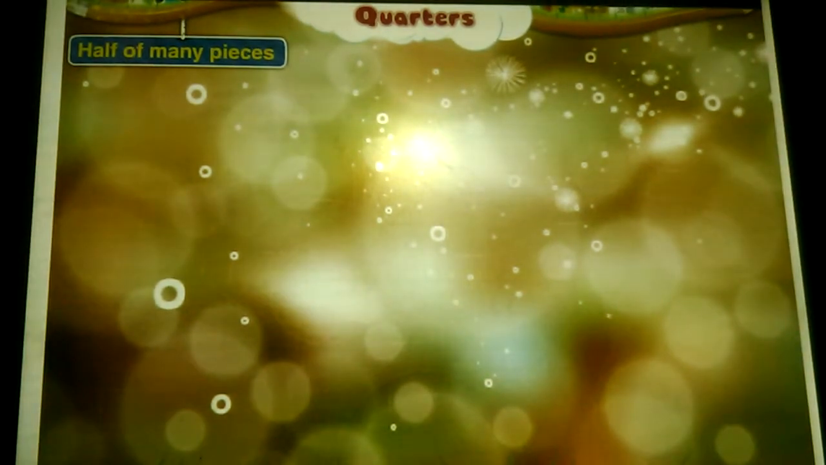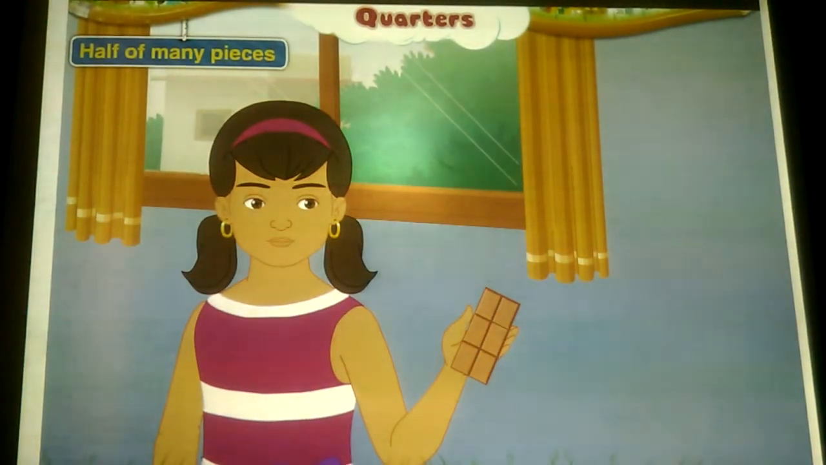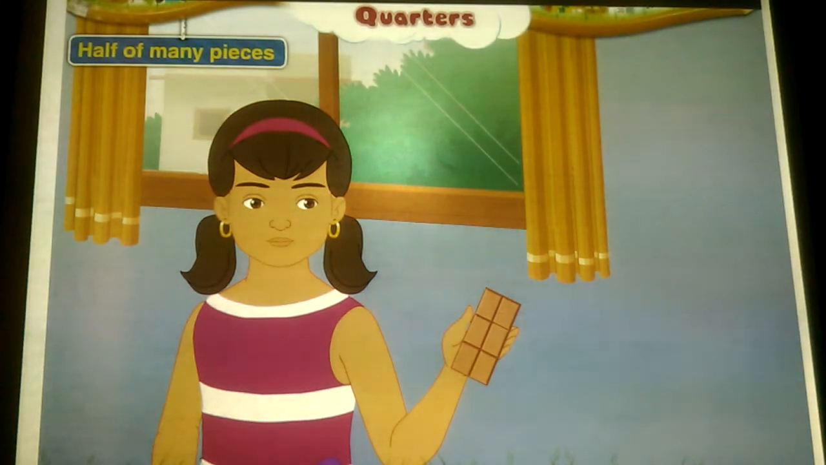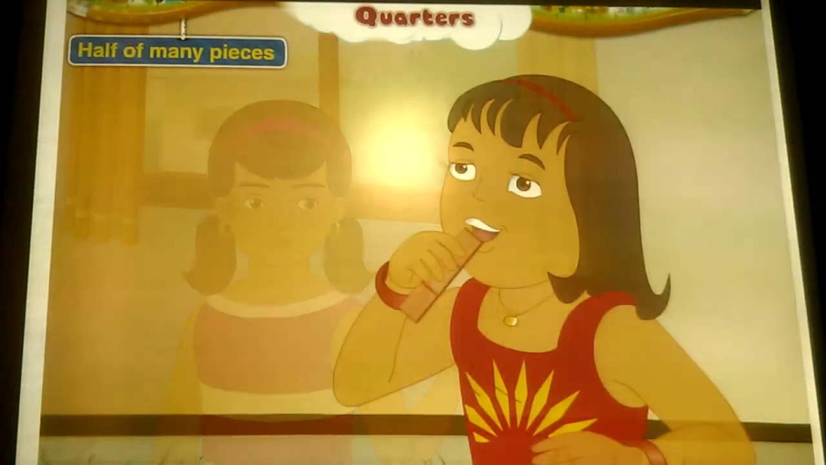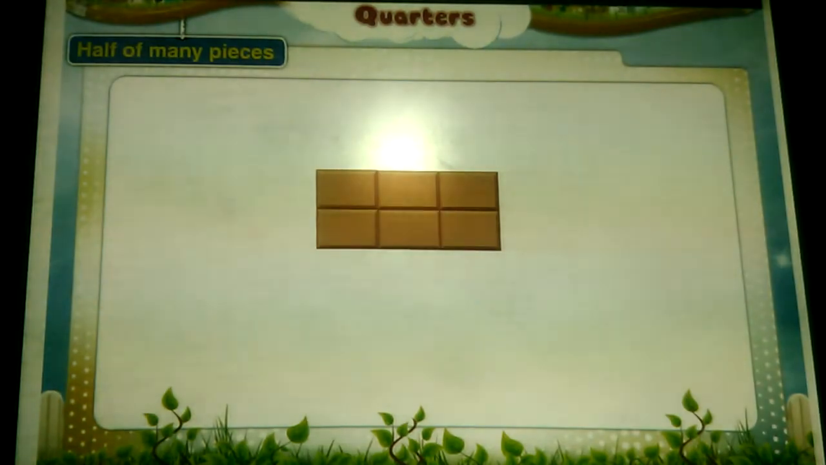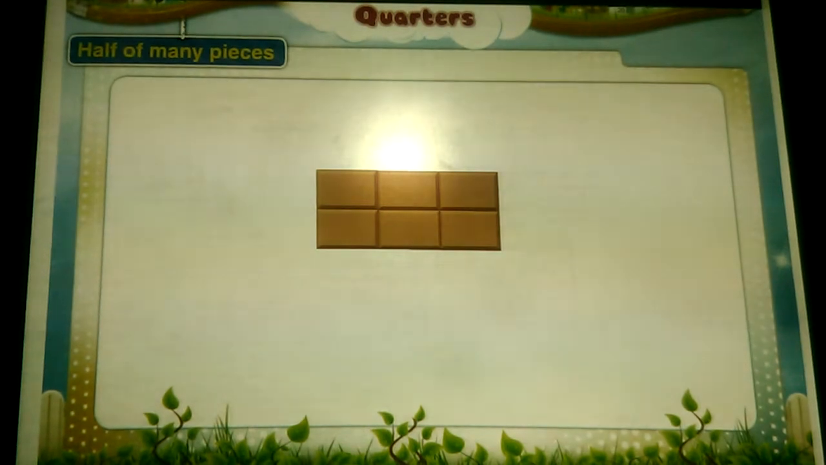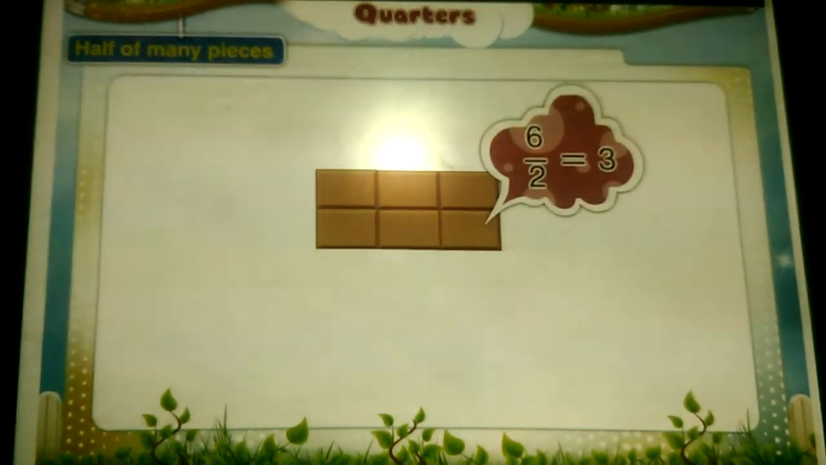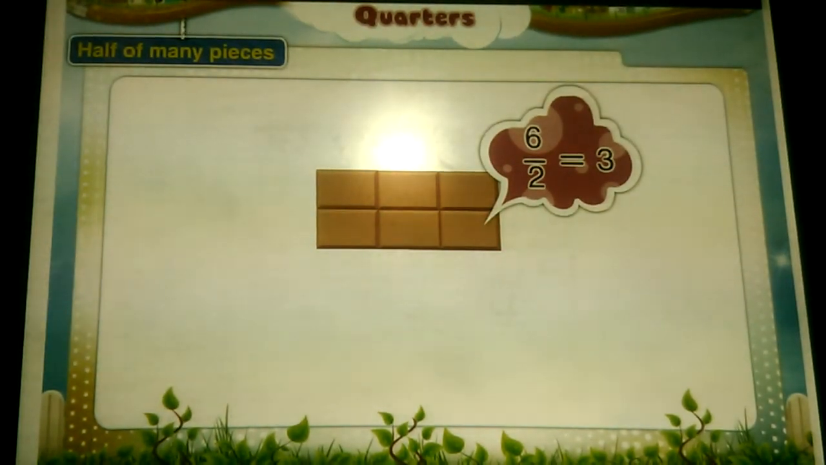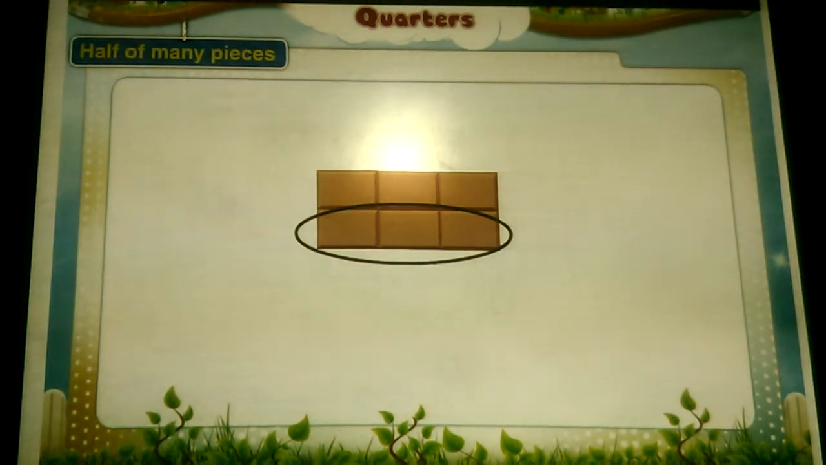Half of many pieces. Rani got a chocolate. She divided it equally and gave half to her friend Reena. That is, there are 6 pieces of chocolate. To find half of 6, divide 6 by 2. We get 3. So, the portion that Reena got is circled here.